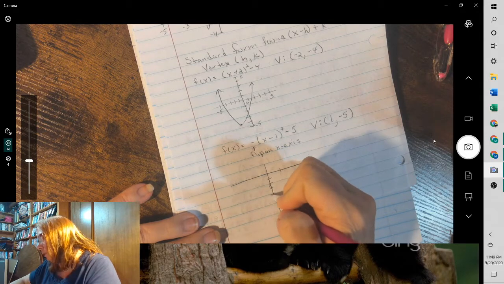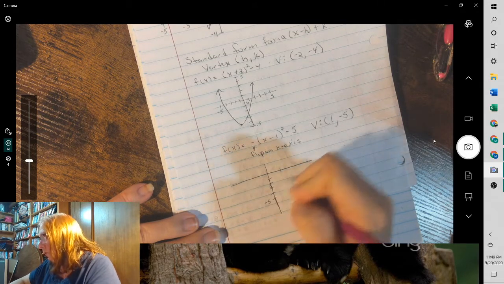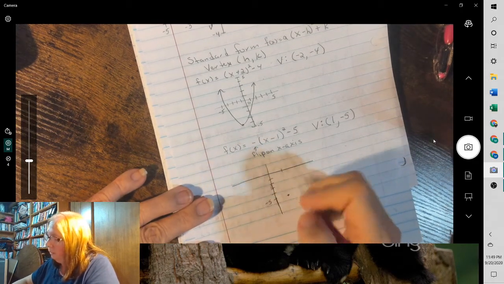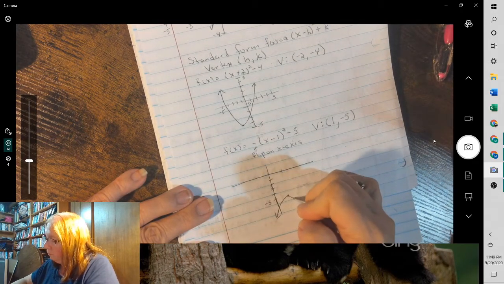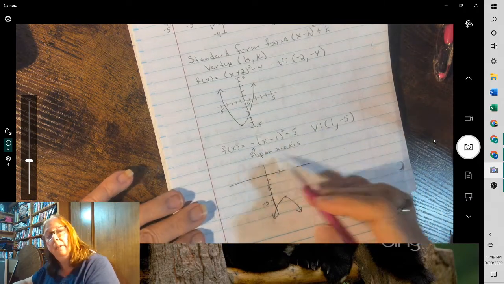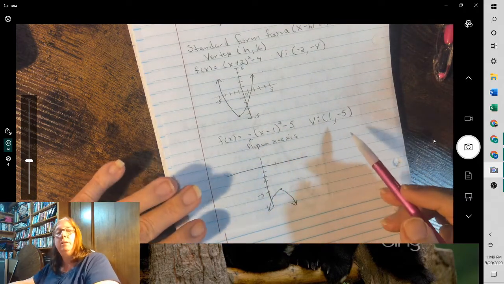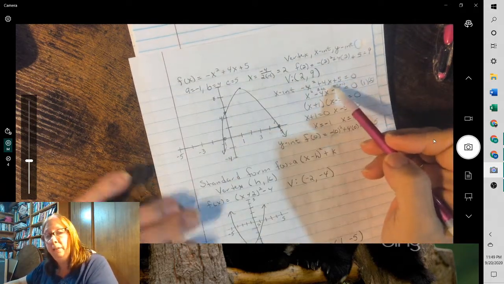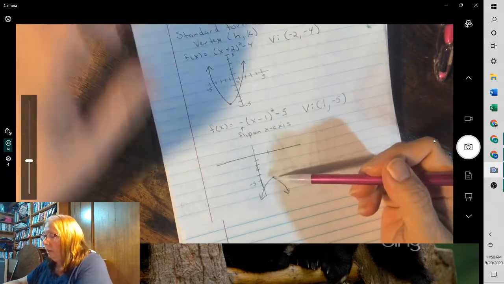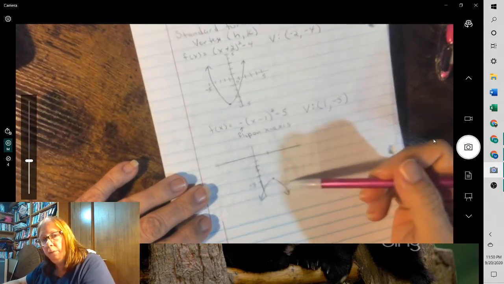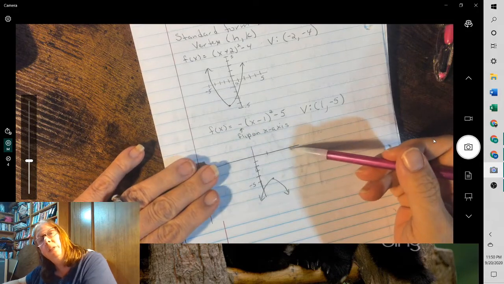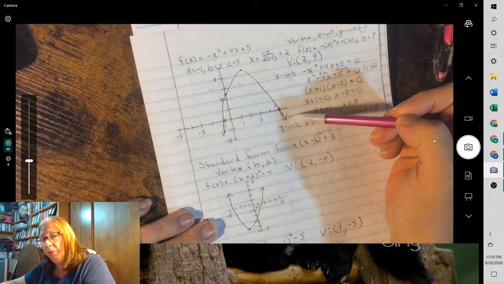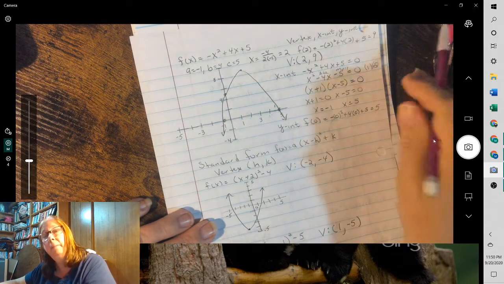One, 2, 3, 4, 5. So we go over 1 and down 5. And then because of this negative, it's going to go downward. Notice there's no x-intercept. So in some cases, there isn't an x-intercept. If you're told to find any x-intercepts, look at what your parabola is going to do first to see if there are any before you start looking for them. And that's why when I put my vertex, I thought about how it was going to go to see if I was going to have them.